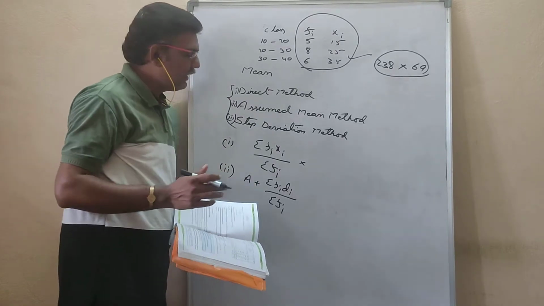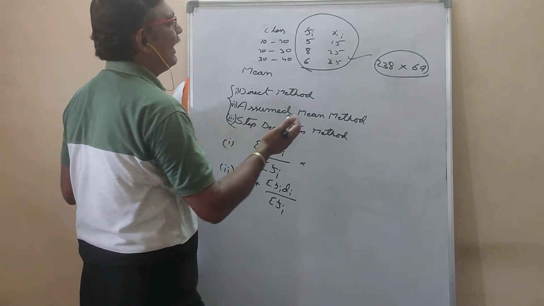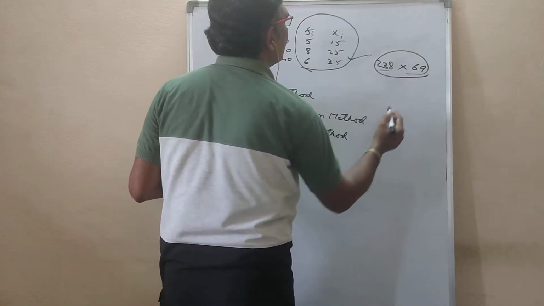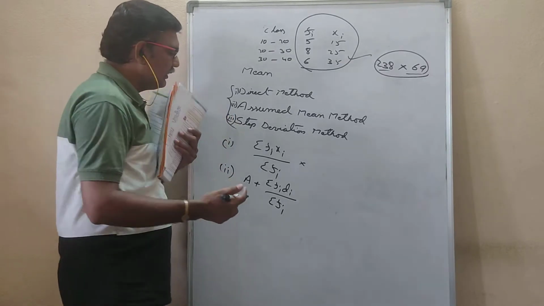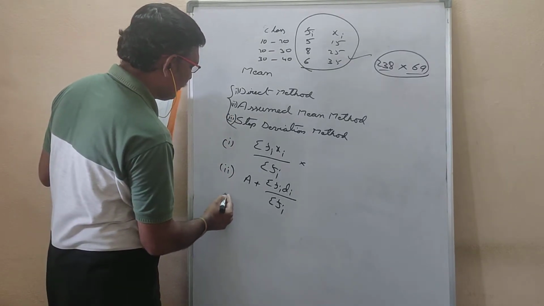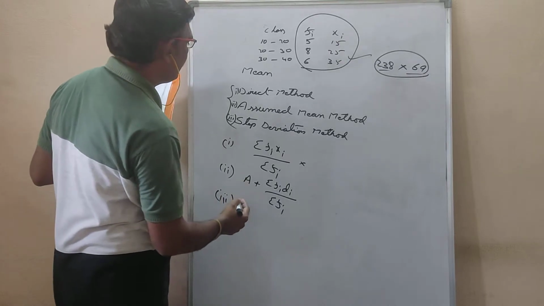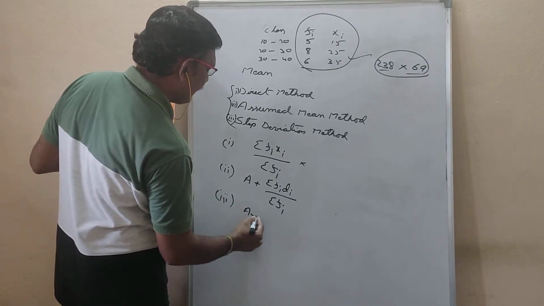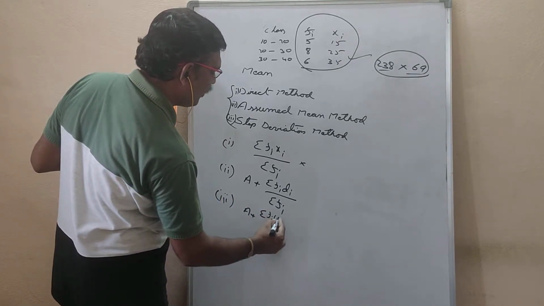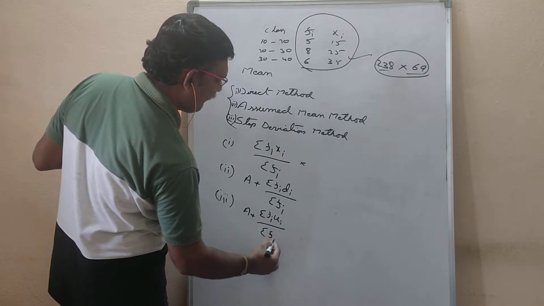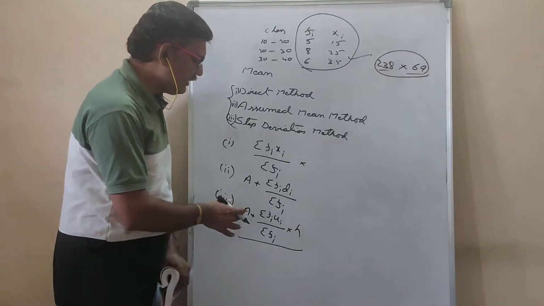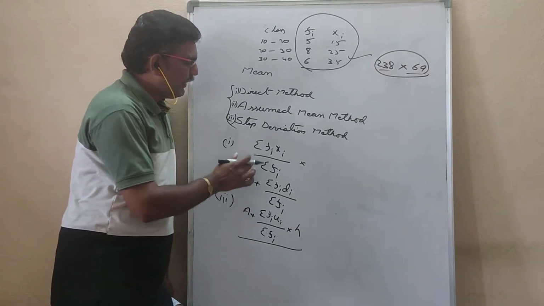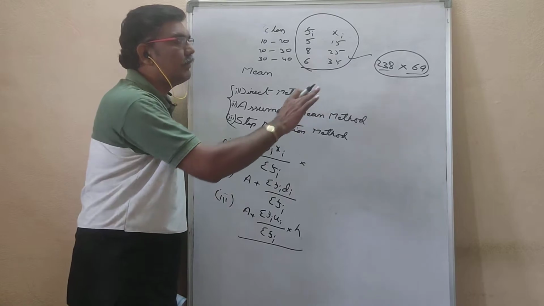Assumed mean method. So when values are very very high, like 235, 135, 150, 120, like that, then you have to go for step deviation method. So this step deviation method also I explained to you. A plus sigma fi ui by sigma fi into h. This is latest method.